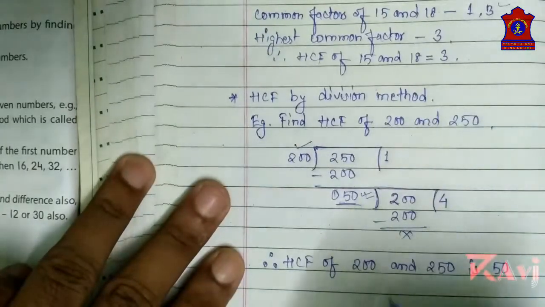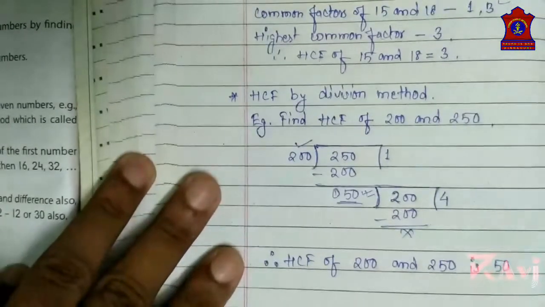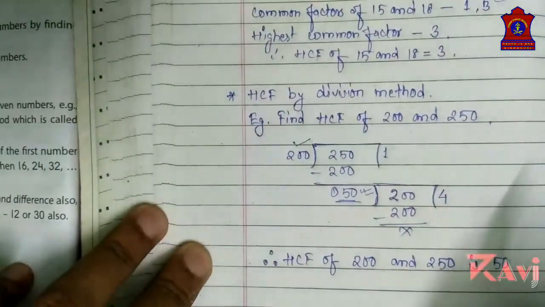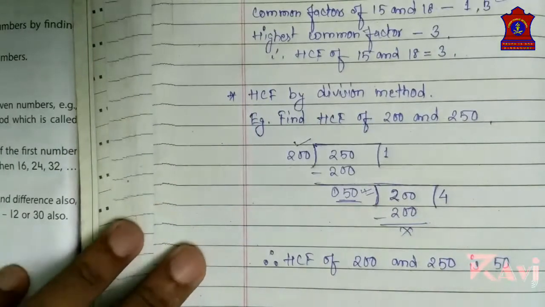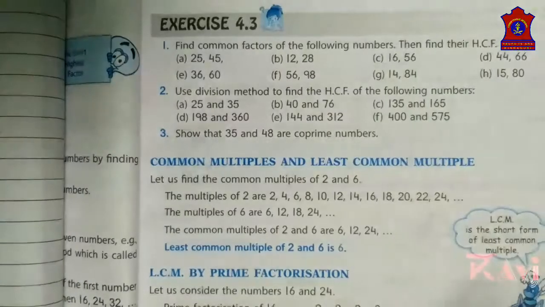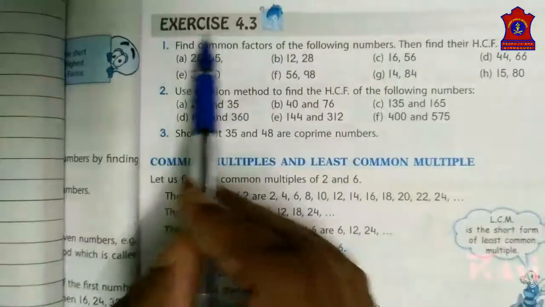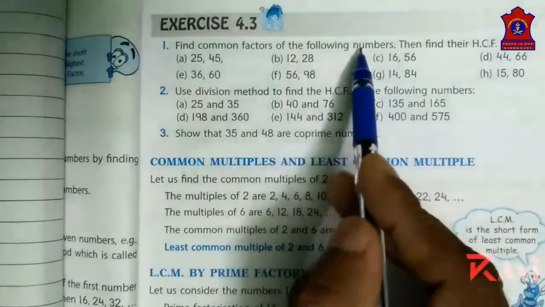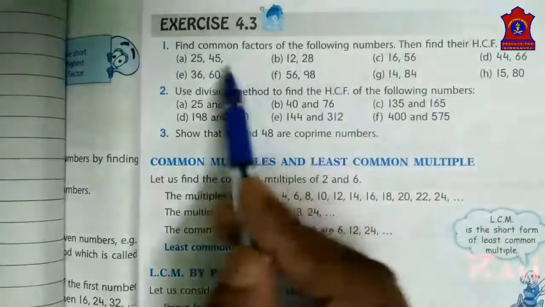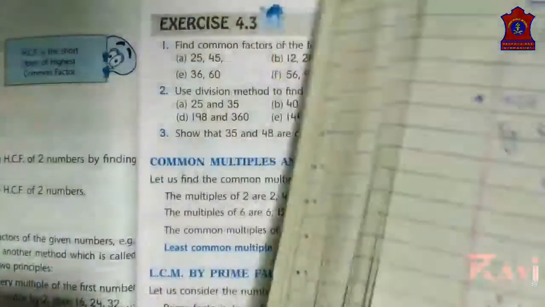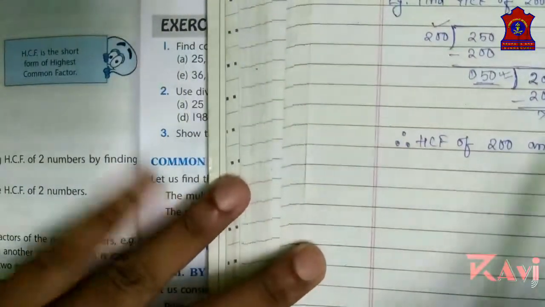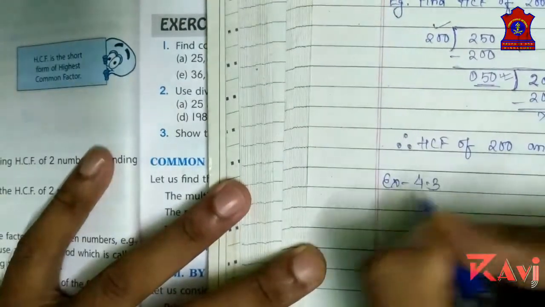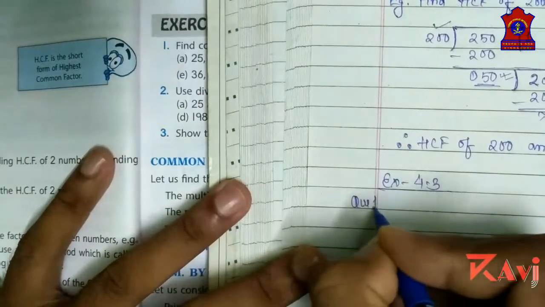Look at this once again. If you don't understand, you can ask me via message, or you can call me also if you have any confusion. Okay, now we will start exercise 4.3. Look at question number 1. Find common factors of the following numbers, then find their HCF. It's very simple, that you have already seen in the example. So exercise 4.3, question number 1.